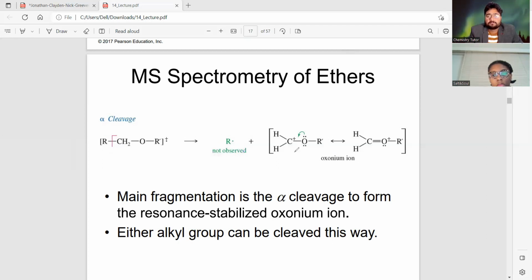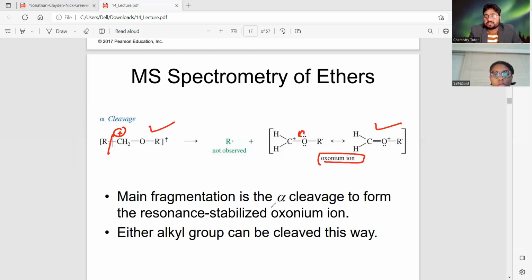ion. If I am cutting this bond, then the oxygen, deficient in bonding, will carry a positive charge. This positive charge is compensated by the lone pair of electrons, and as a result, oxygen carries a positive charge. A species in which oxygen carries a positive charge is known as an oxonium ion. This is a stable fragment which appears in the mass spectrum of these ethers.